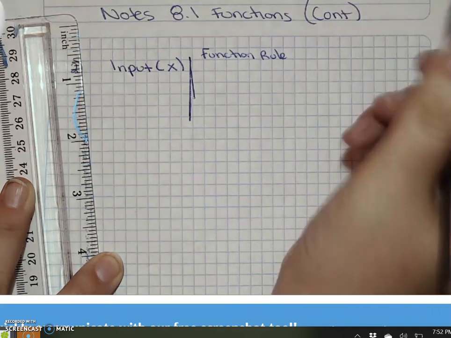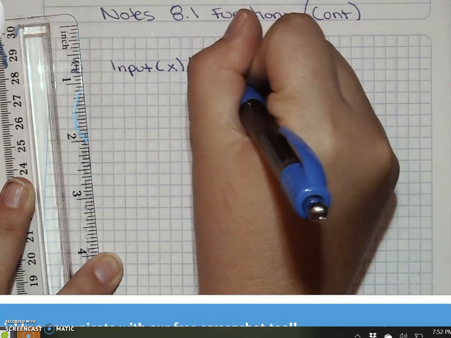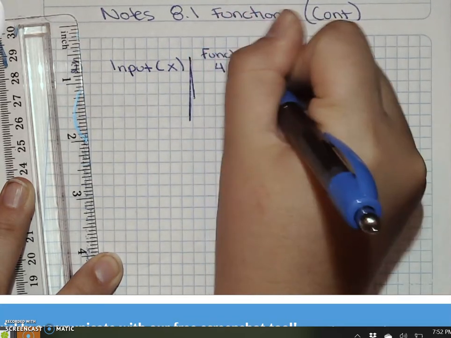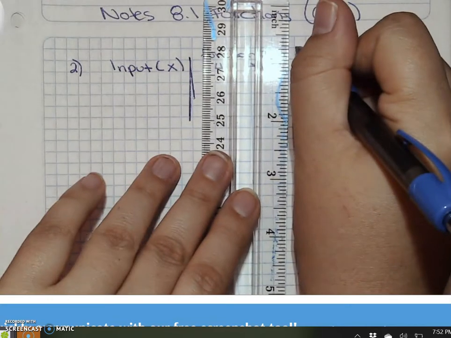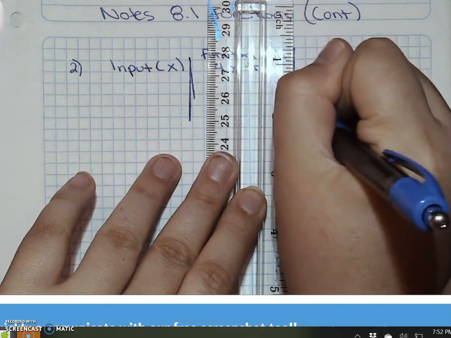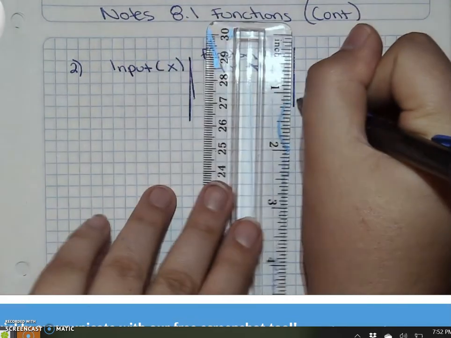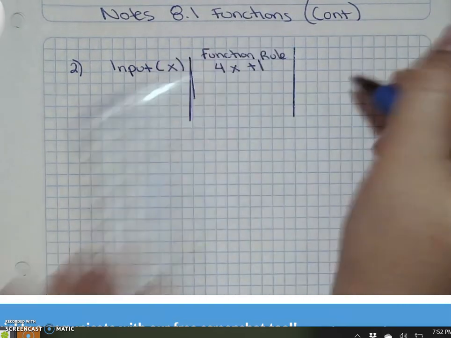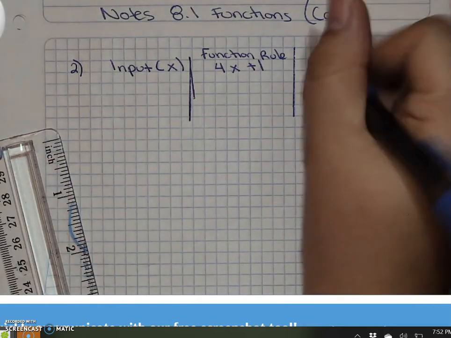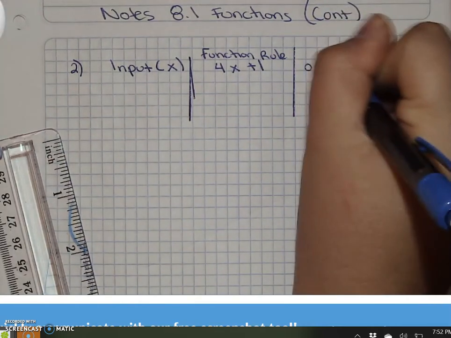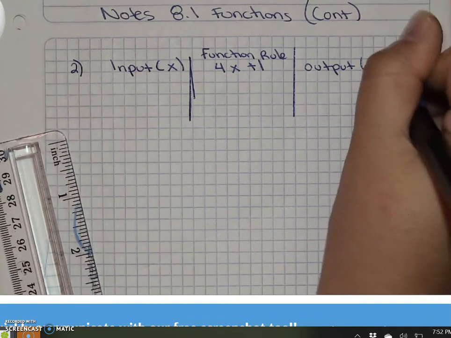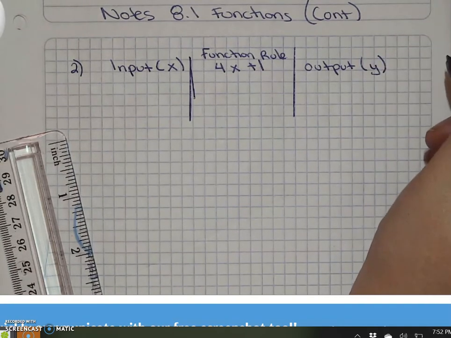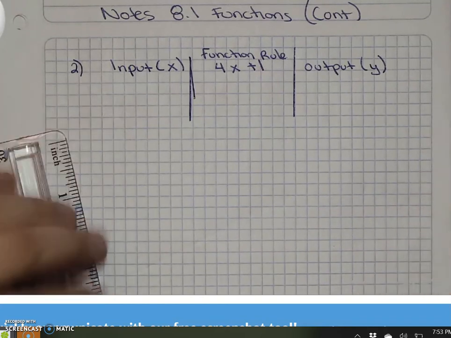Okay, that means my function rule would be 4x plus 1. If that's given to you, you're going to put it here. It should always be given to you unless it tells you to find a relationship. Then you're talking about creating the function rule. And then you have your output. Again, your output is the y-axis or the y value, and when you graph it, that would be your dependent variable.